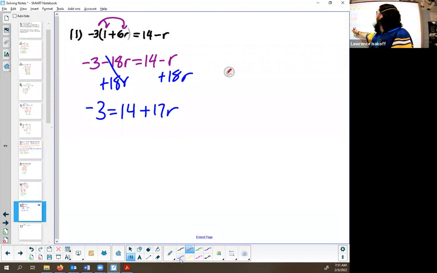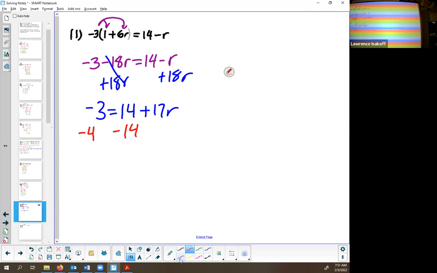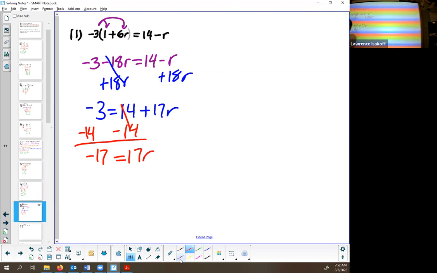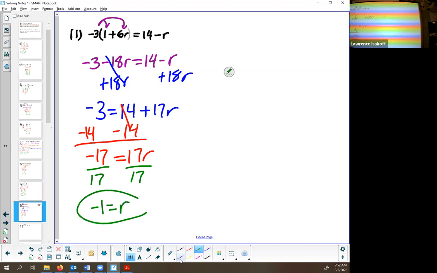So now what am I going to do here? Subtract 14. And that gives me negative 17 is equal to 17R. Finish by dividing by 17. And we get negative 1 is equal to R.